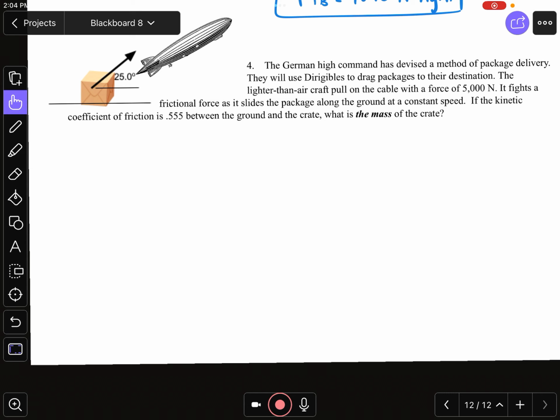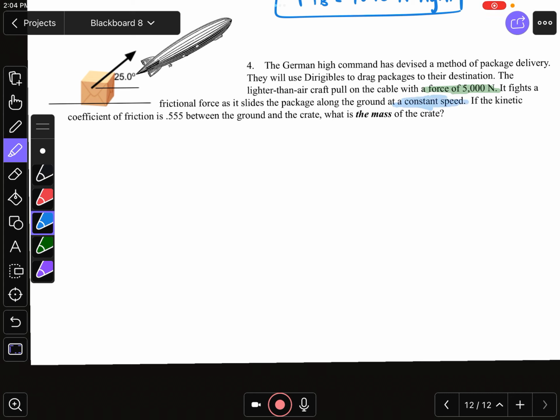The German High Command has devised a method of package delivery. They will use dirigibles to drag packages to their destination. The lighter-than-air aircraft pulls on the cable with a force of 5,000 newtons. It fights a frictional force as it slides a package along the ground with a constant speed.